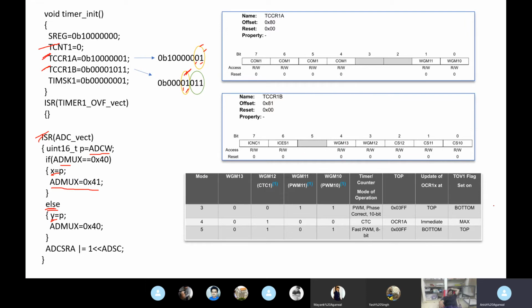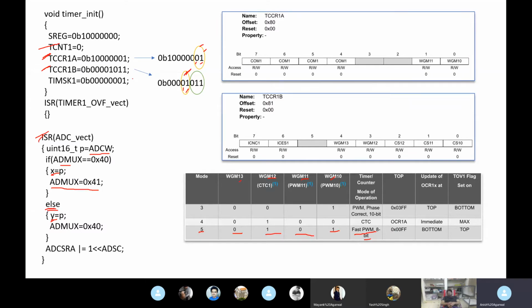Now this is the table that we have from the data sheet. WGM10, WGM11, 12 and 13. According to our values, we have them as 0, 1 and 0, 1, which is mode 5. WGM13, WGM12, WGM11 and WGM10 are 0, 1, 0, 1, which is the fast PWM 8-bit. You're using the fast PWM 8-bit. 0x00FF stands for 256, which is 8-bit and nothing else. So we are using the microcontroller as 8-bit fast PWM.